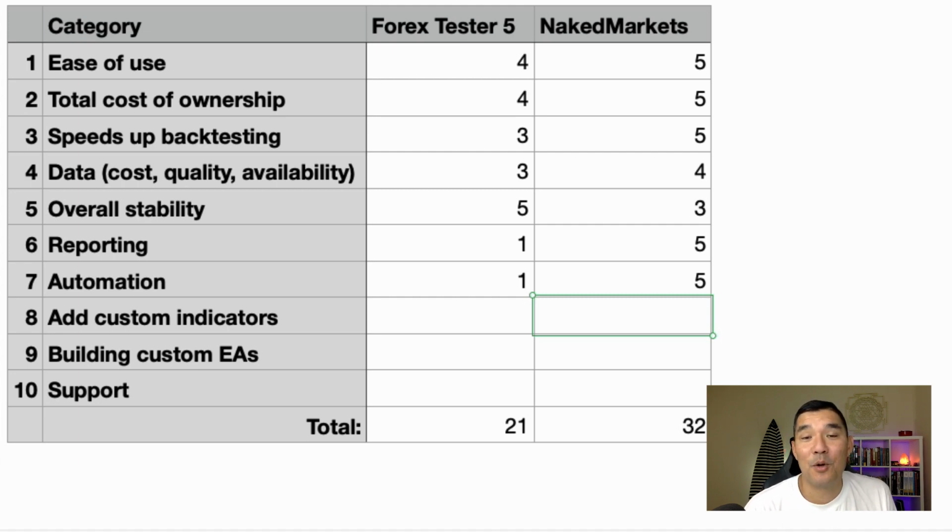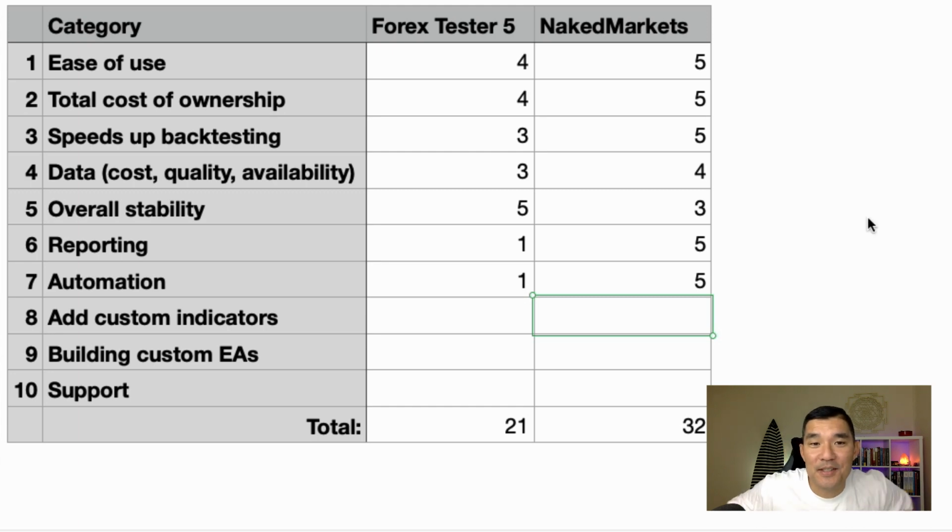On top of that, you can program your own indicators in Naked Markets. I think it uses C# or C++ or something like that. So it's a common programming language. You can just download Microsoft Visual Studio or something like that, and that will allow you to build your own indicators and learn how to code yourself.